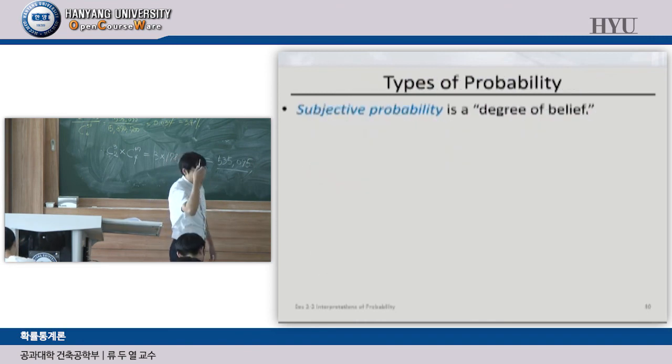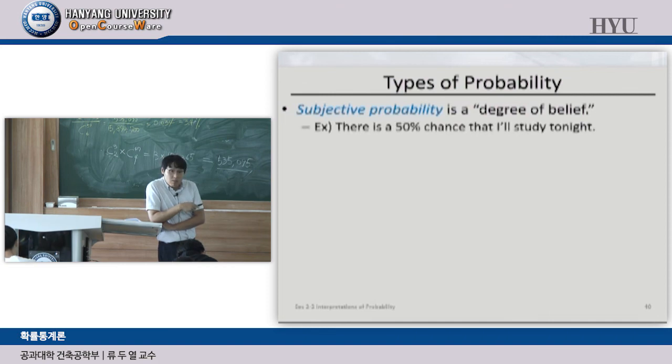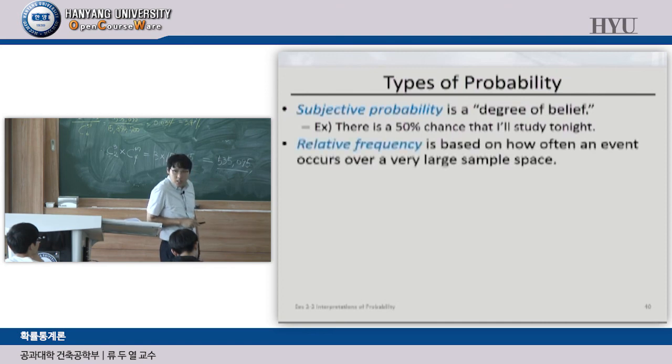And there are 2 types of probabilities. The first one is the subjective probability, which is called 주관적 확률, and is a degree of belief. And this is an example. There is a 50% chance that I will study tonight. But the percent chance will change depending on my opinion, right? So that is called subjective probability, 주관적 확률. And there is also relative frequency, which is called 상대 도수 in Korean. And this is based on how often an event occurs over a very large sample space.